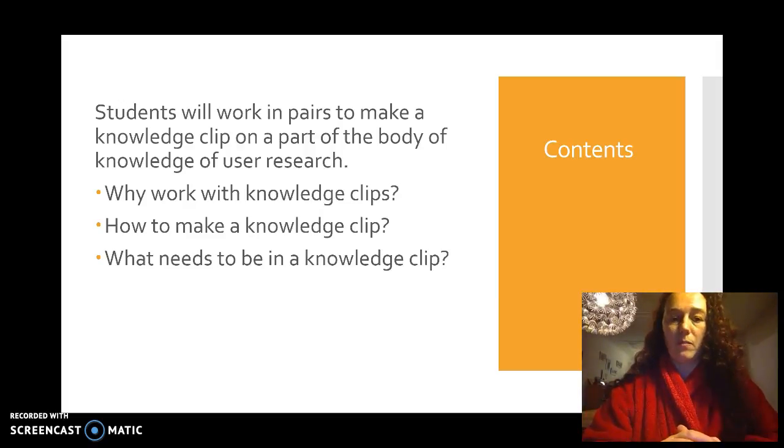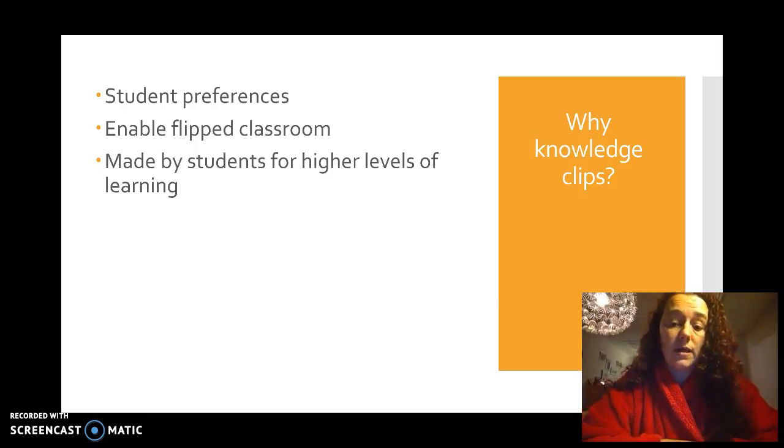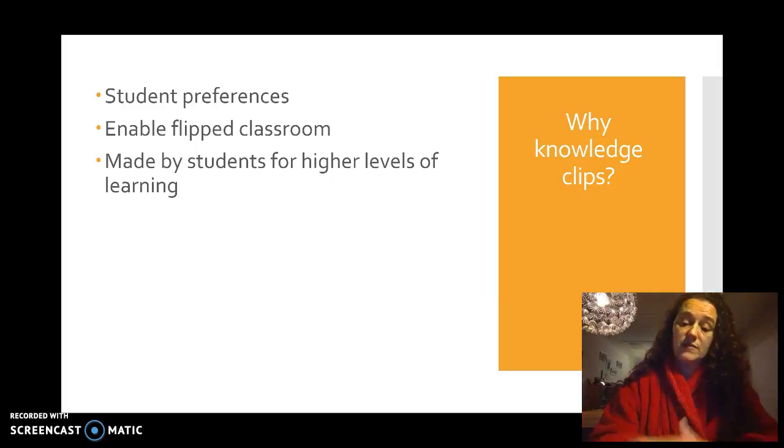Students will work in pairs to make a knowledge clip for one part of the body of knowledge for user research. And today I will explain why we work with knowledge clips, how to make one, and what needs to be in one. So, videos is based on student preference.